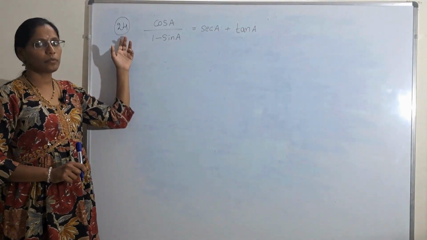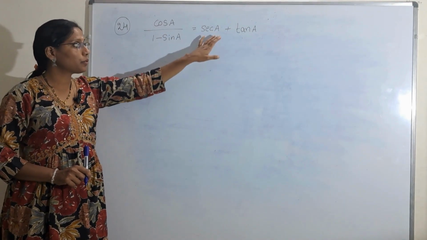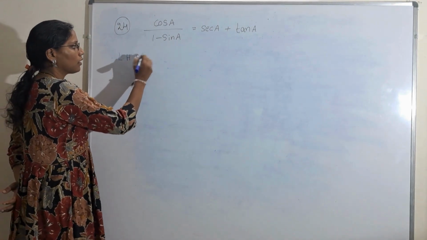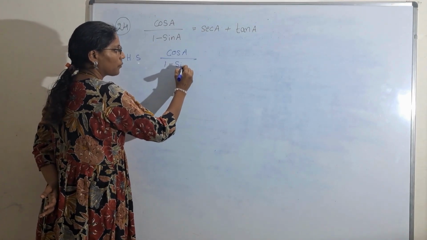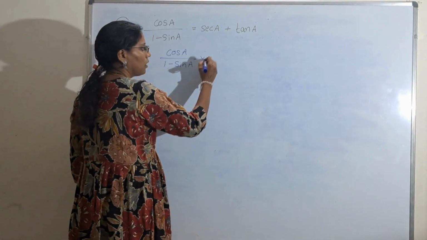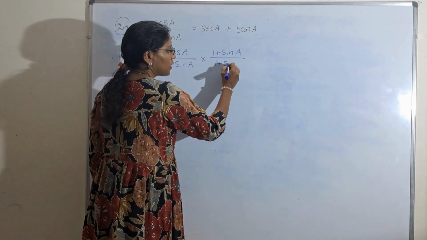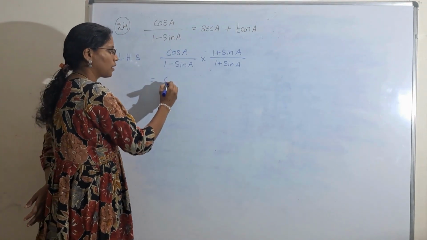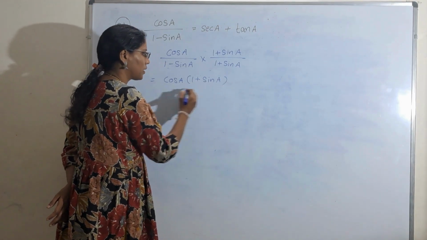Next problem is the 24th problem. Here we have cos A by 1 minus sin A. We have to prove it equals secant A plus tan A. LHS we have to consider: cos A by 1 minus sin A. Here the denominator, rationalizing we have to do, 1 plus sin A by 1 plus sin A. Numerator you should multiply: cos A into 1 plus sin A, cos A of 1 plus sin A.